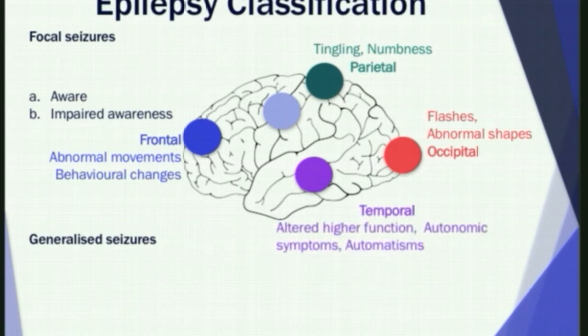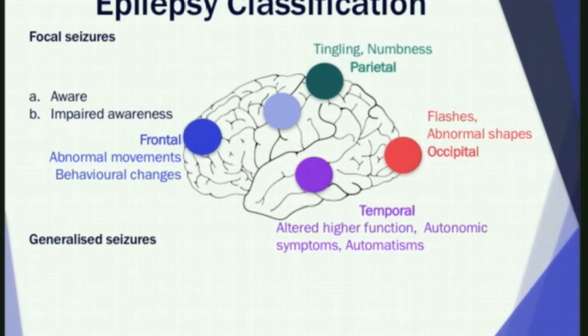The temporal lobe is slightly more tricky. It can cause three types of symptoms, either altered higher function, which could be things like amnesia or hallucinations of any sense or delusions, or it could be autonomic symptoms, and autonomic symptoms can include vomiting, flushing or altered heart rates. And the last type of symptom for temporal lobe epilepsy is automatisms that include flinching or lip smacking.